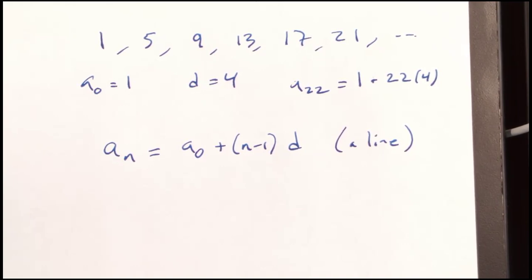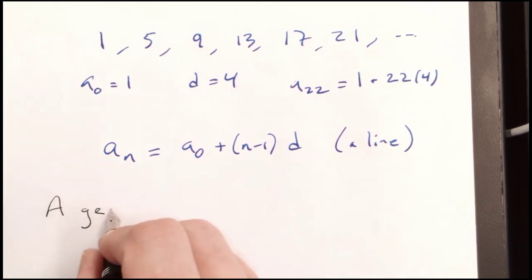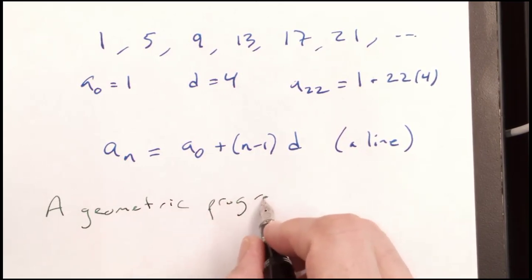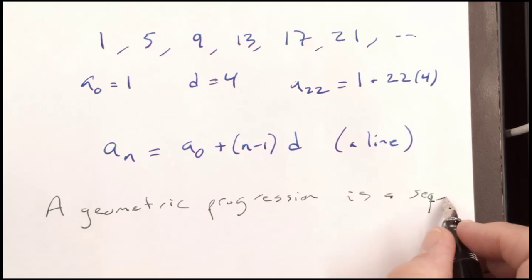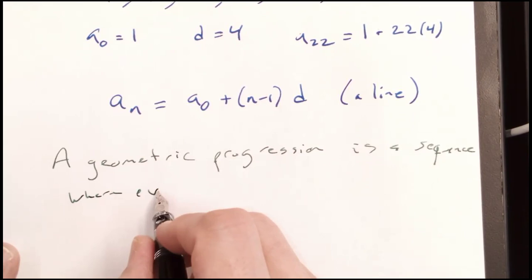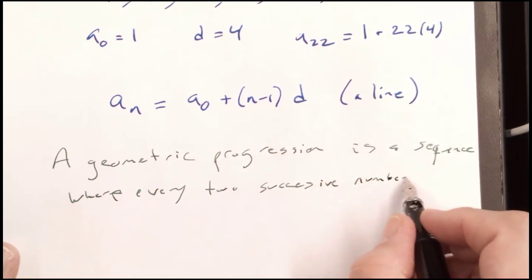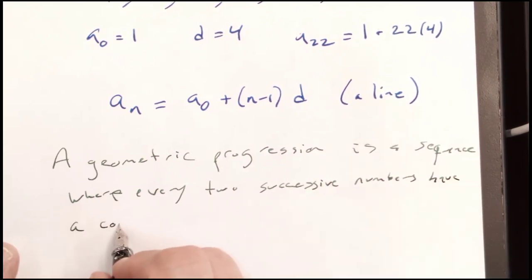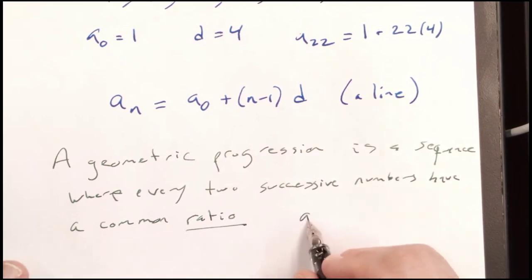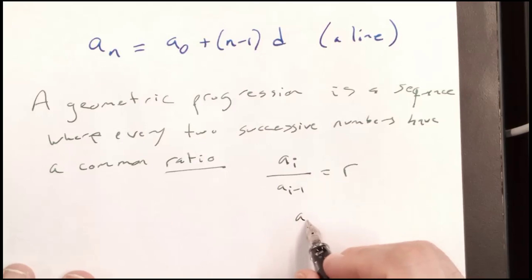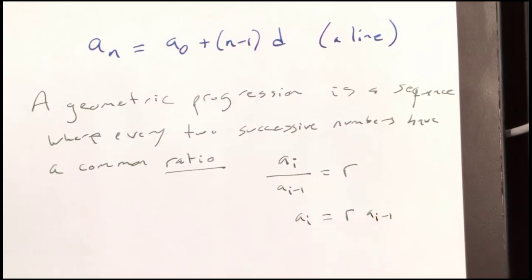What if instead of adding, I multiply? So now instead of adding, I multiply. A_i divided by A_(i-1) is some ratio. Or if you'd rather, A_i is r times A_(i-1). So I pick my number and then I multiply with each step. I'm going to use the same two numbers. I'm going to start with A_0 is 1, and this time the ratio is 4.